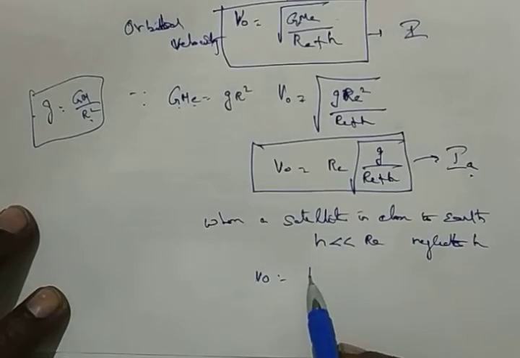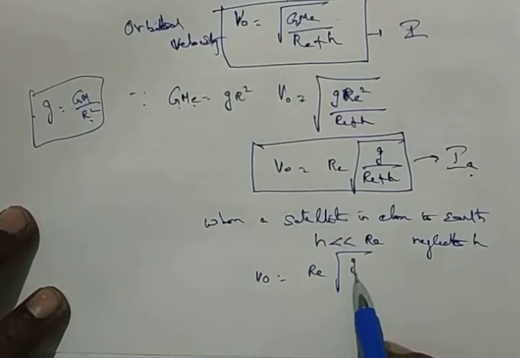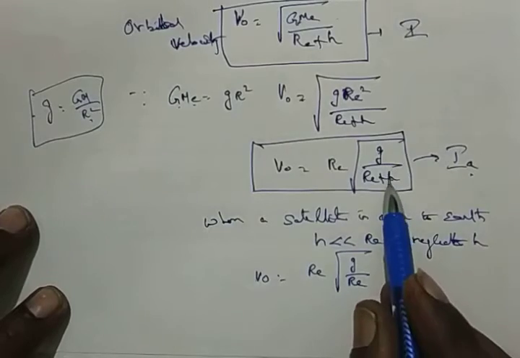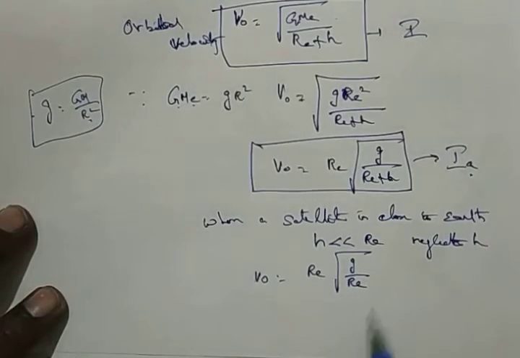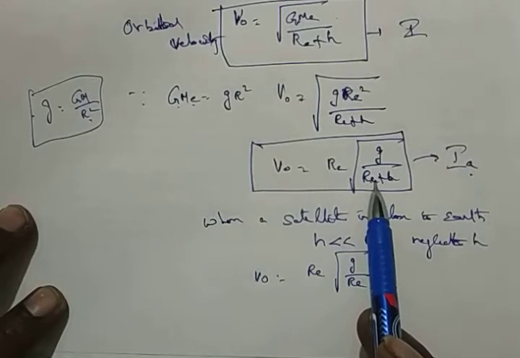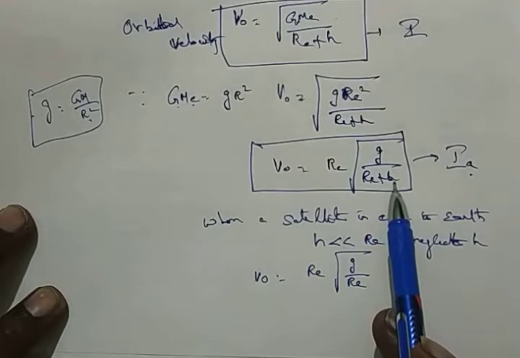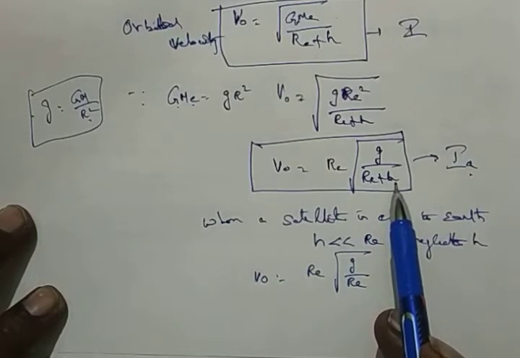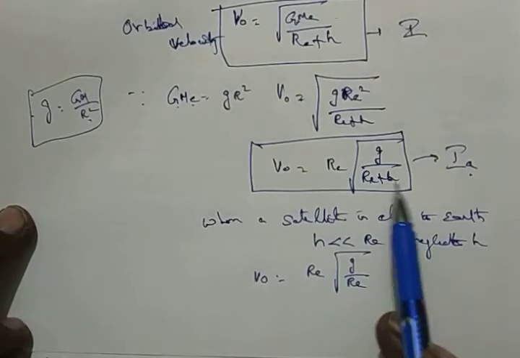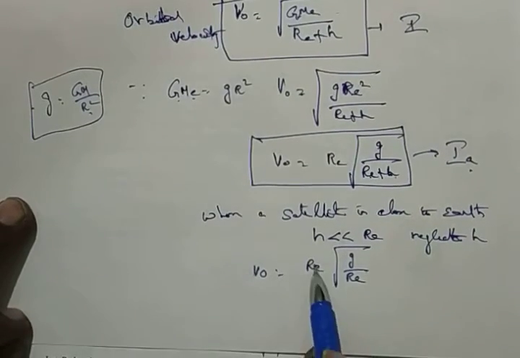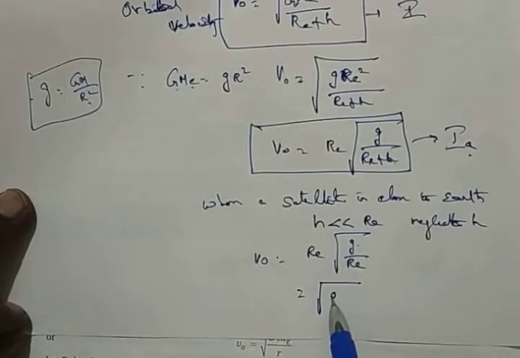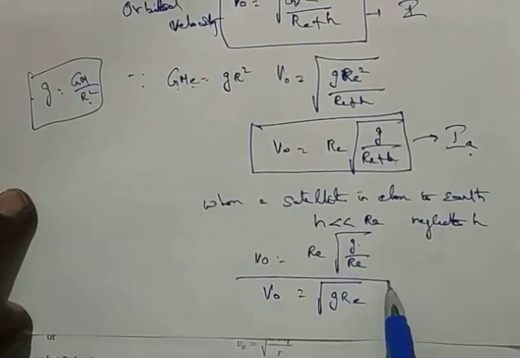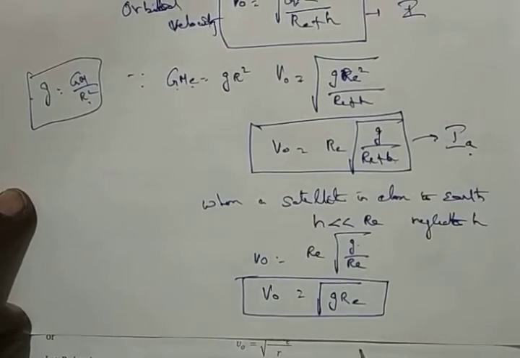You can neglect the height in this formula. v0 is equal to R_E under root of g upon R_E. What happened to height? We are just taking it away because it is a very small value. The radius is already 6400 kilometers. If you have only a few hundred meters or maybe 1000 meters, it is very, very less, so you can remove it. Now bringing this inside, v0 is equal to under root of g R_E. That is another format.